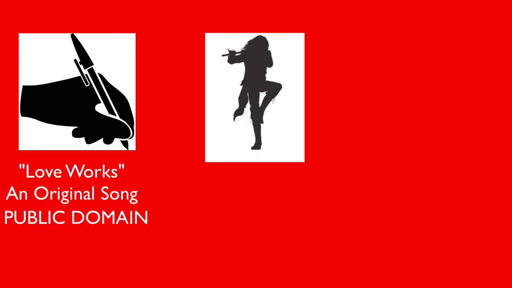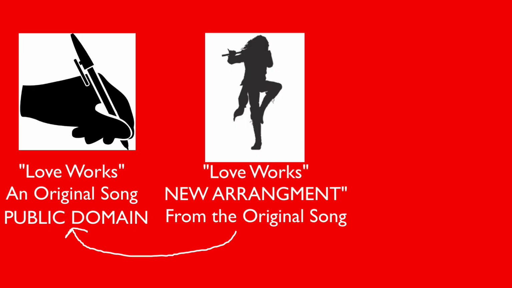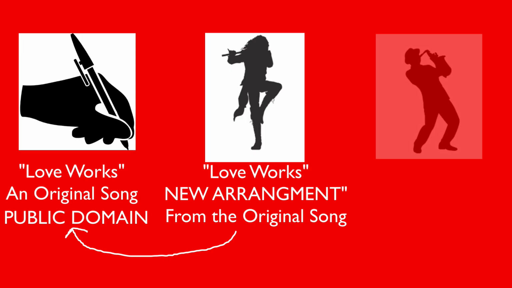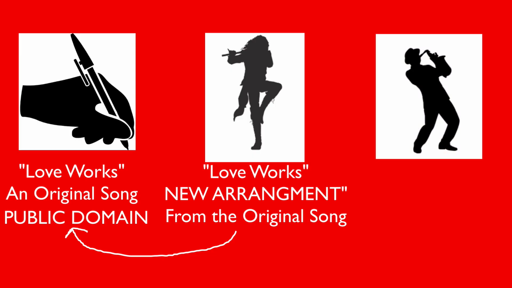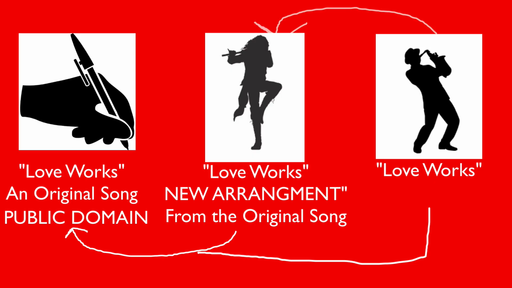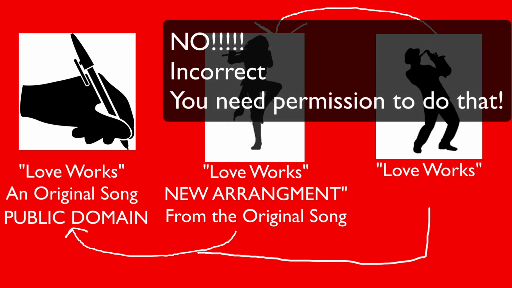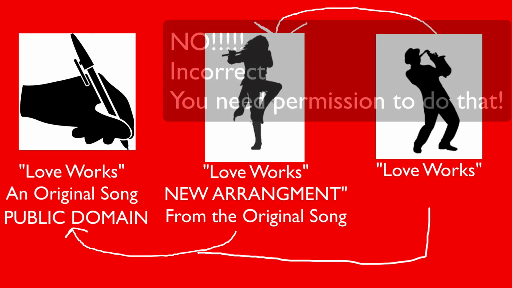Songwriter A comes along, writes a new arrangement of Love Works, copyrights that arrangement. It is now protected by copyright law. Songwriter B comes along, discovers that the song Love Works is in the public domain, but instead of working from the original work, they work from Songwriter A's new copyrighted arrangement of the work, in which they would need a license instead of the original work. This also applies to sheet music, so be sure to check all copyright information.